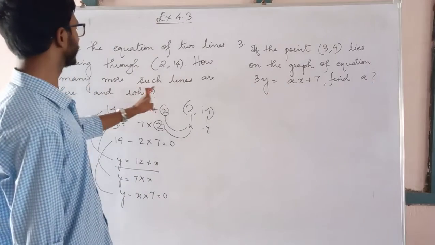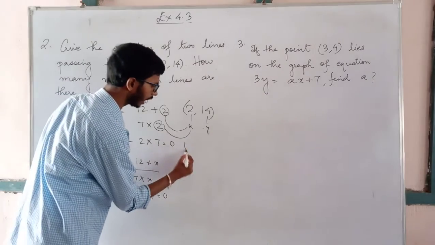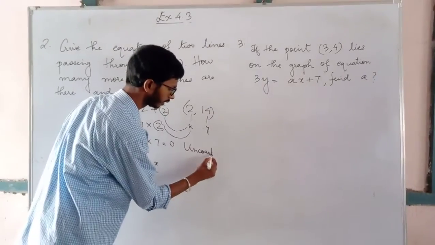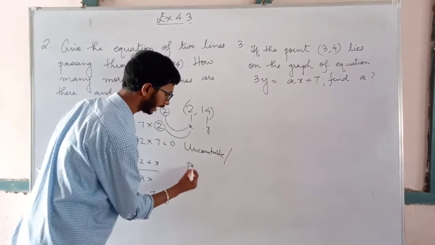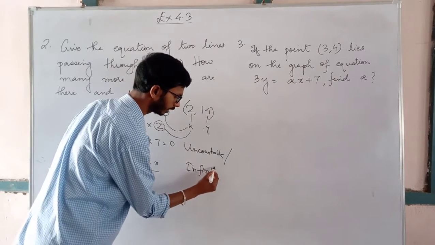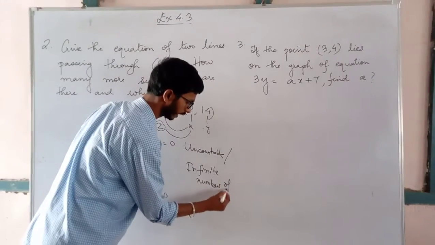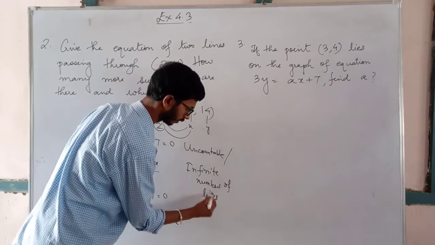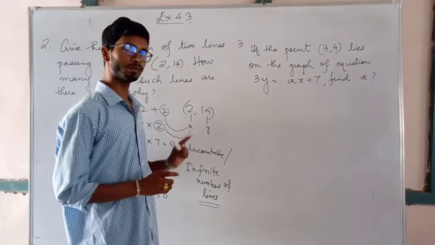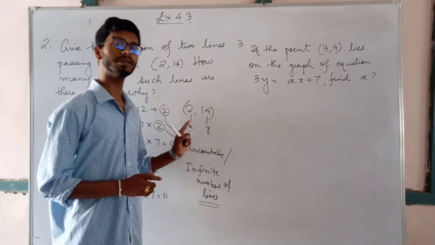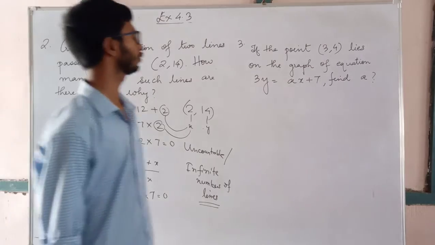How many more such lines are there and why? So we have to write there are uncountable lines. Like this we can draw uncountable, or we can say infinite, numbers of lines. Are you clear? So through any coordinate we can have infinite number of linear equations. Let us move to question number 3.